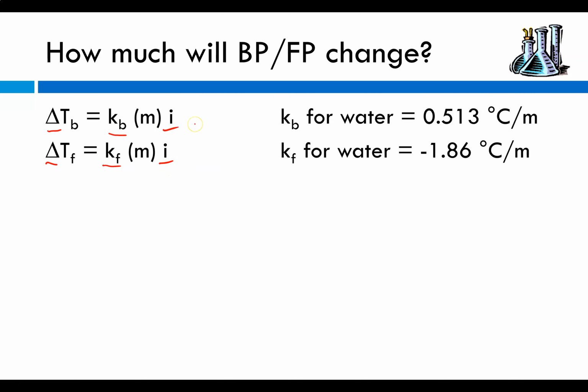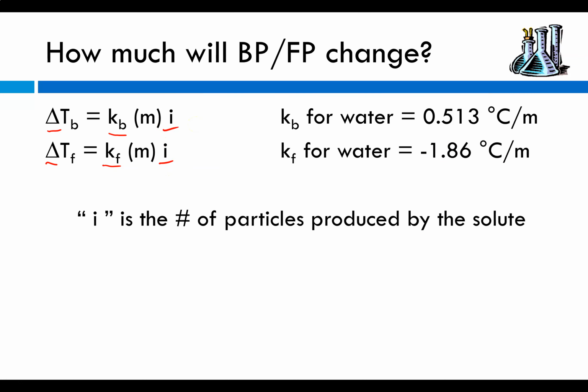This i, let's talk a little bit more about that. i is effectively the number of particles produced by the solute. So I want you to think about these three substances: glucose, sodium chloride, and calcium chloride. Based on what you know about the nature of the bonds that exist between the atoms of these substances, I want you to predict how many particles would be produced by the solute in each case.